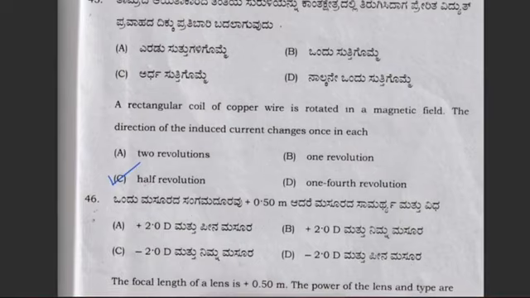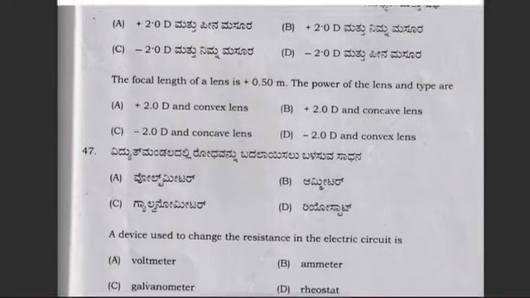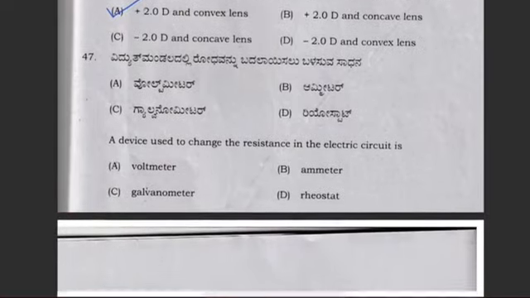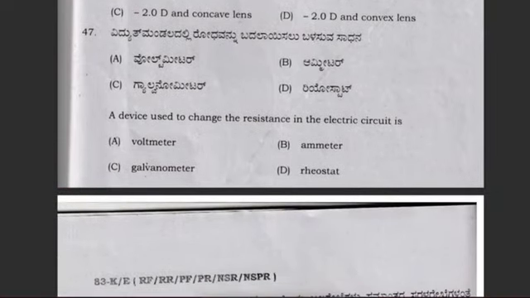The focal length of a lens is plus 0.50 meters. The power of the lens and the type are 2.0 D and convex lens. A device used to change the resistance in the electric circuit is rheostat. It is used to change resistance.